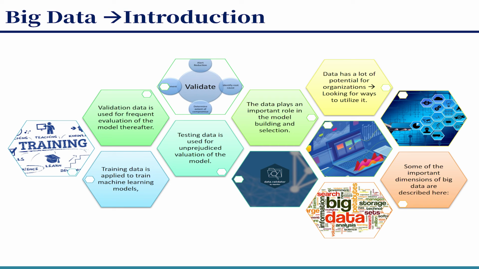Validation data is used for the frequent evaluation of the model. Thereafter the training data is applied to train the machine learning models. Testing data is used for the unbiased evaluation of models. So data plays an important role in model building and selection, and it has a lot of potential for organizations looking for ways to utilize it. Some of the important dimensions of big data are described in the next slides.